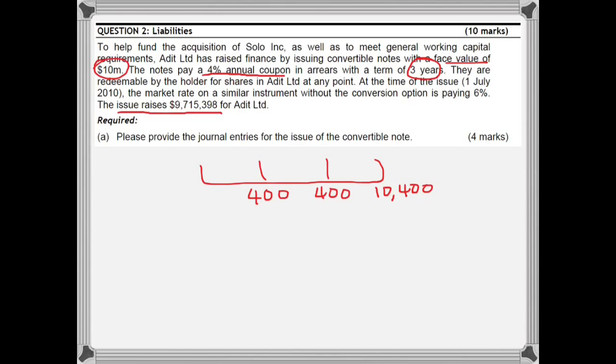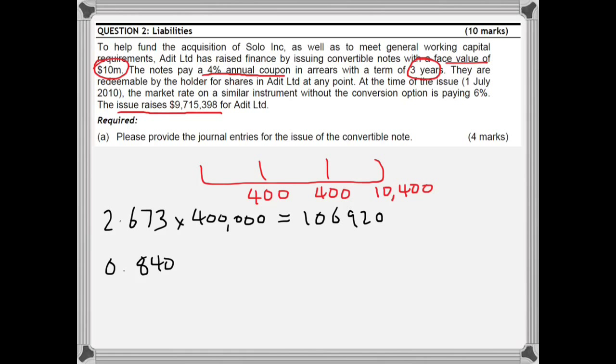So we've got rid of them, but we had 2.673 and we had 0.840. Multiply 2.673 by $400,000, and that gives you 1,069,200.